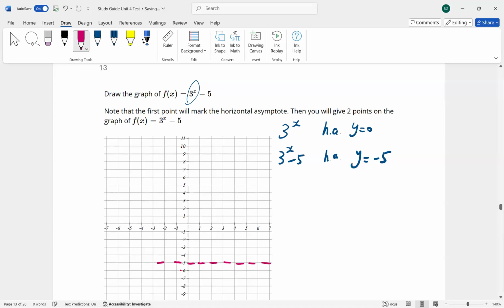That's the horizontal asymptote. All right. And then also the base of the exponential function is bigger than 1, so it's increasing. Okay. It's going to be an exponential growth. It says you will give 2 points on the graph of the function f of x, right? So knowing 1 point is going to be here. Okay.